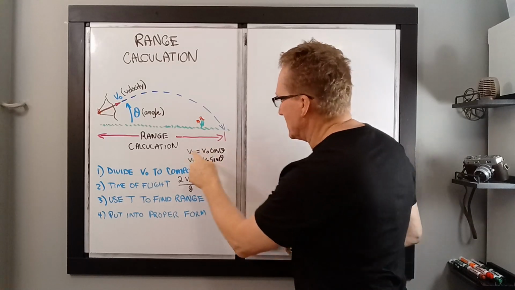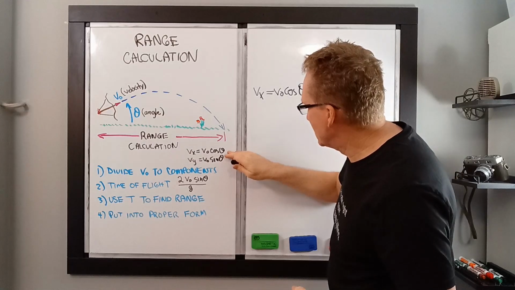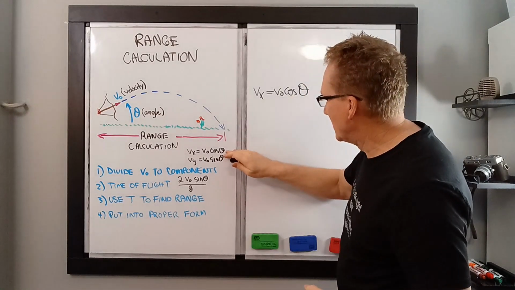So we can take the x component here. Here I wrote down the x component of the velocity. Always double check, make sure you do it right. v0 cos theta.